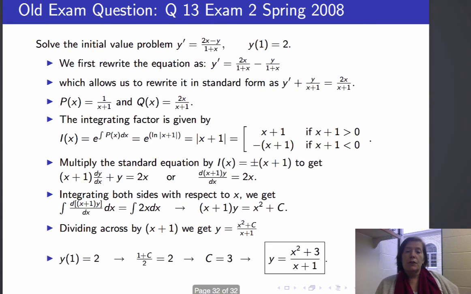And now we can figure out what the c is from our initial value. We have when x is 1, y is 2, and plugging this into the equation, we get 2 equals (1 plus c) over 2, and in other words, c equals 2 times 2, which is 4, minus 1, which is 3. So our solution is y equals (x squared plus 3) over (x plus 1).